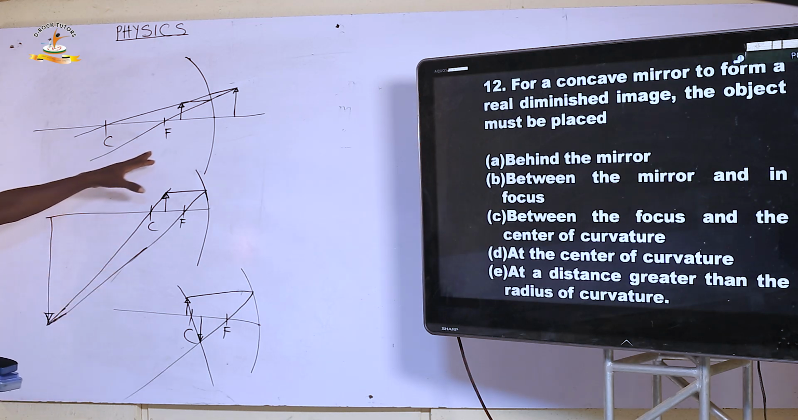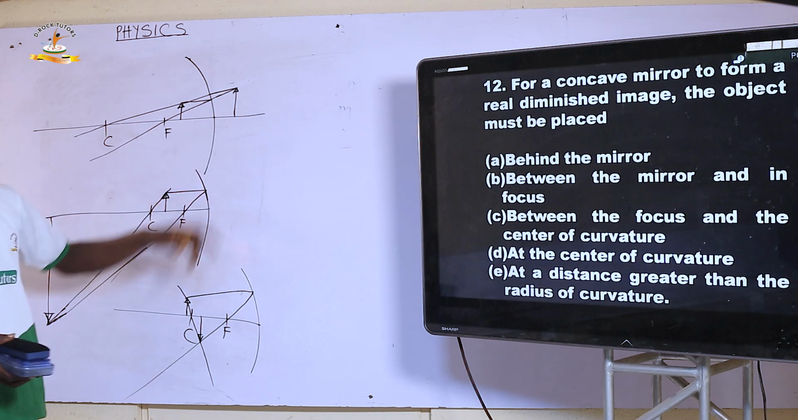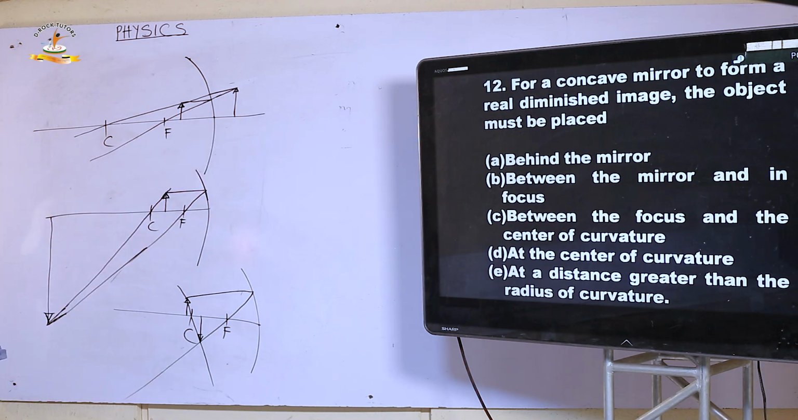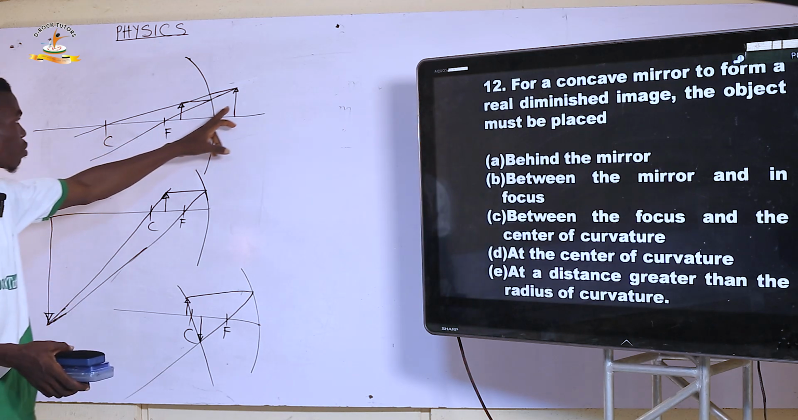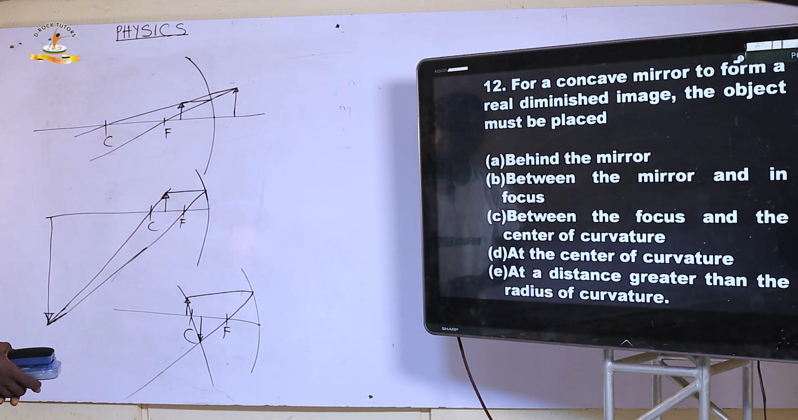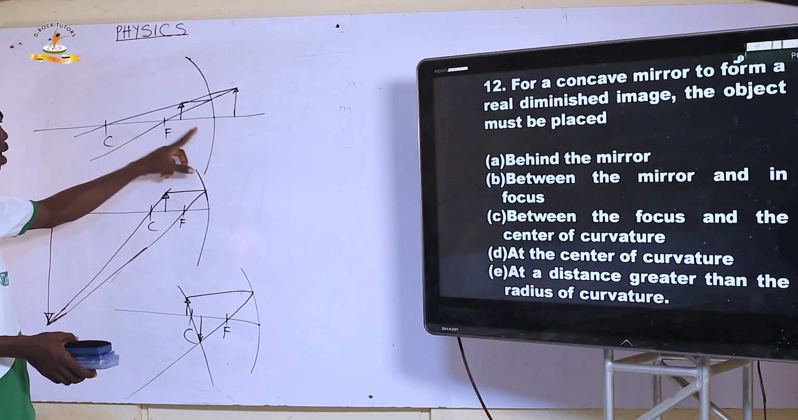This one is upright, but it is not real. It is not real because it is forming at the back of the mirror. So it is virtual. So the object must be placed where? Behind the mirror, somewhere here, and I'm afraid that will not work. It will not even show. Between the mirror and the focus, we've done that.